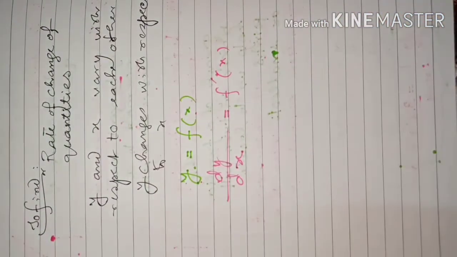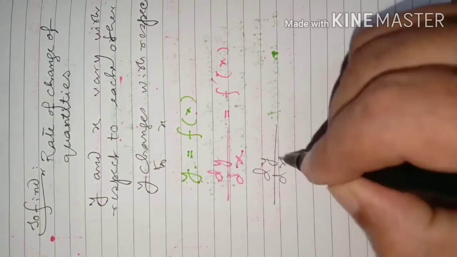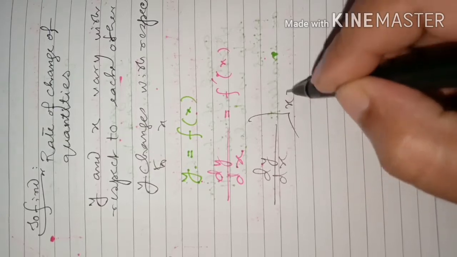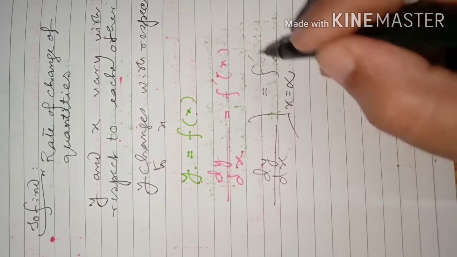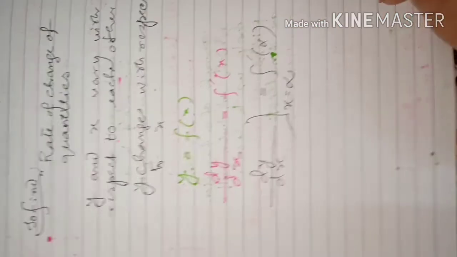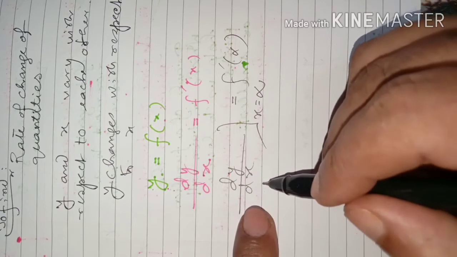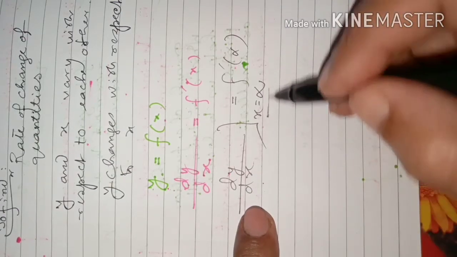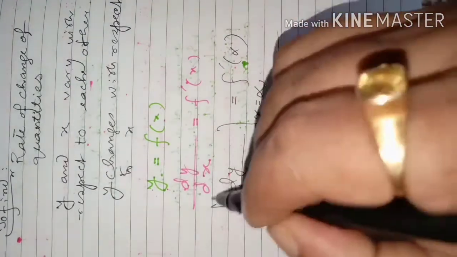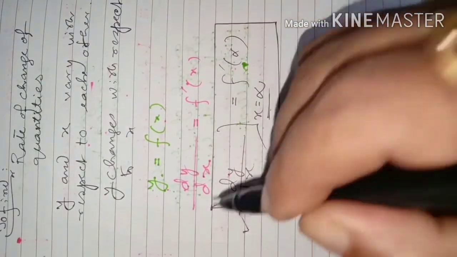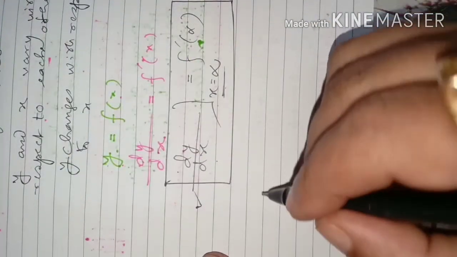And if dy by dx is calculated at a particular instant at x equal to alpha, then that is f dash alpha. I am talking about that f dash alpha, which is the rate of change of the quantity y with respect to x at a particular instant at x equal to alpha. So this is the rate of change of y with respect to x. It may not be like this. This is situation 1. Another situation can also be like this.